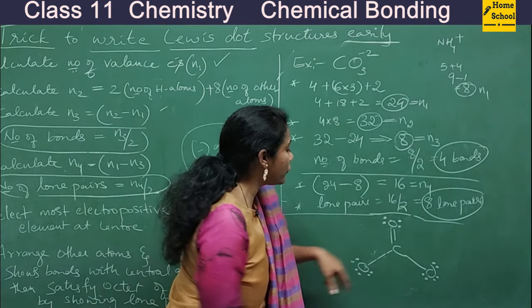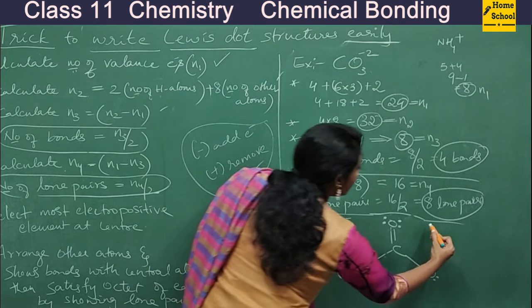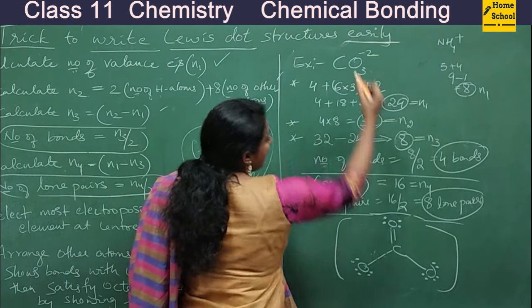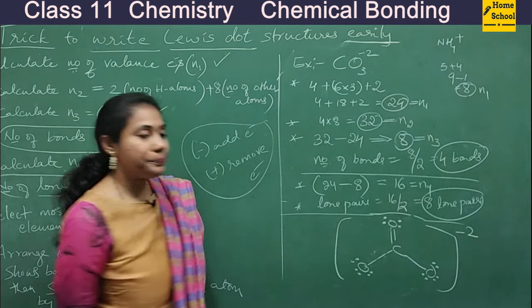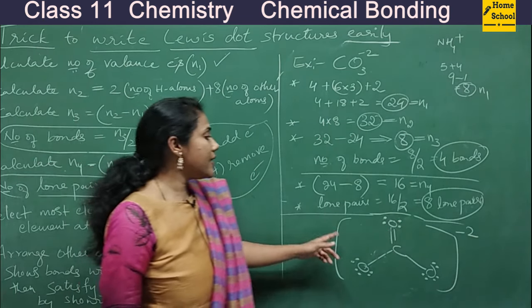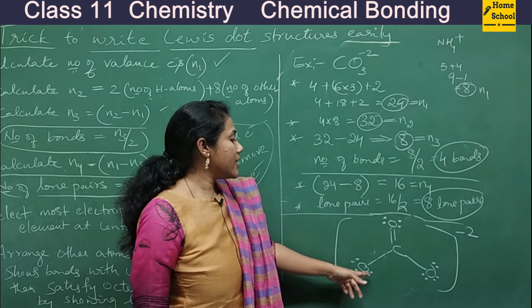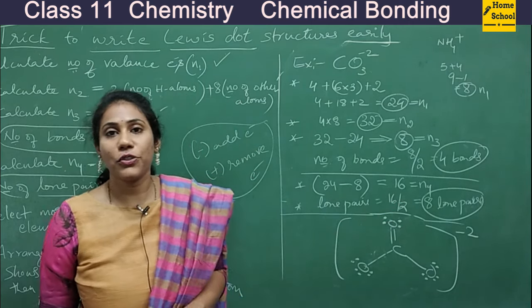So this is how you have to show the lone pairs. Then show the charge, guys. So what is the charge? Minus 2. So put the brackets like this and show minus 2. So this is how you can write the dot structure for CO3 2-.